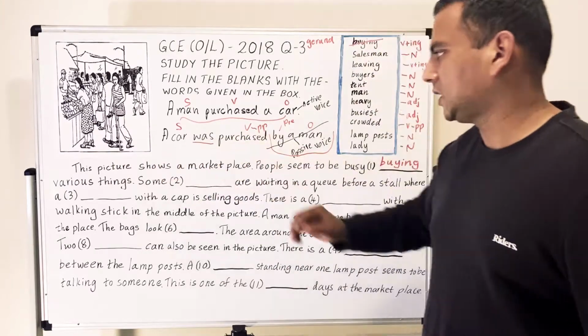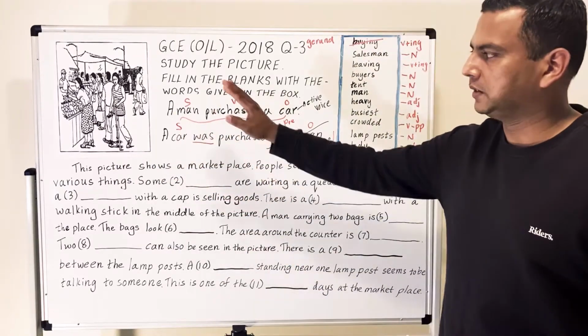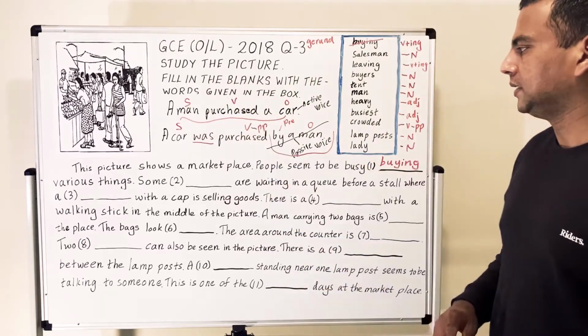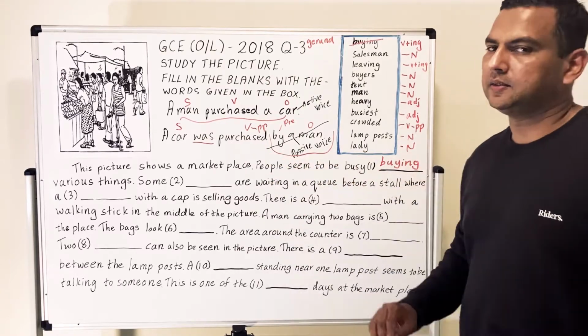Okay, the picture shows a marketplace. Okay, so the picture shows a marketplace. People seem to be busy buying various things.